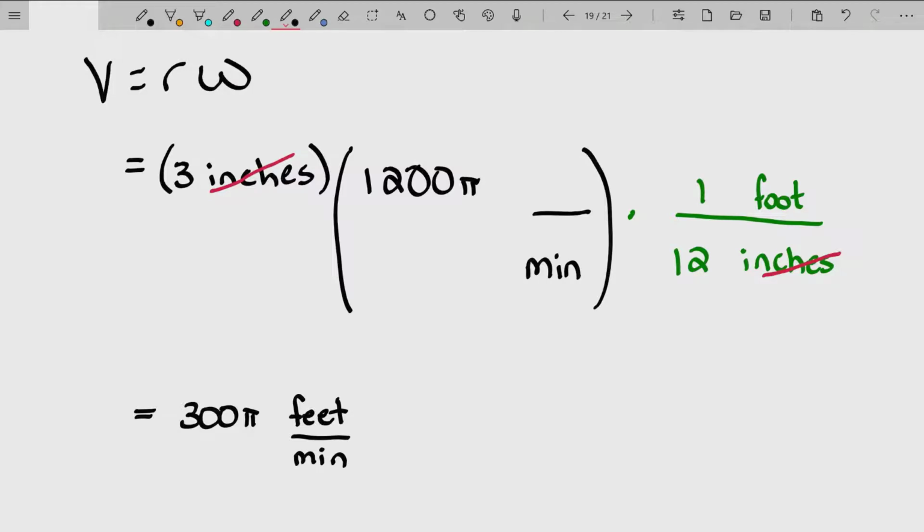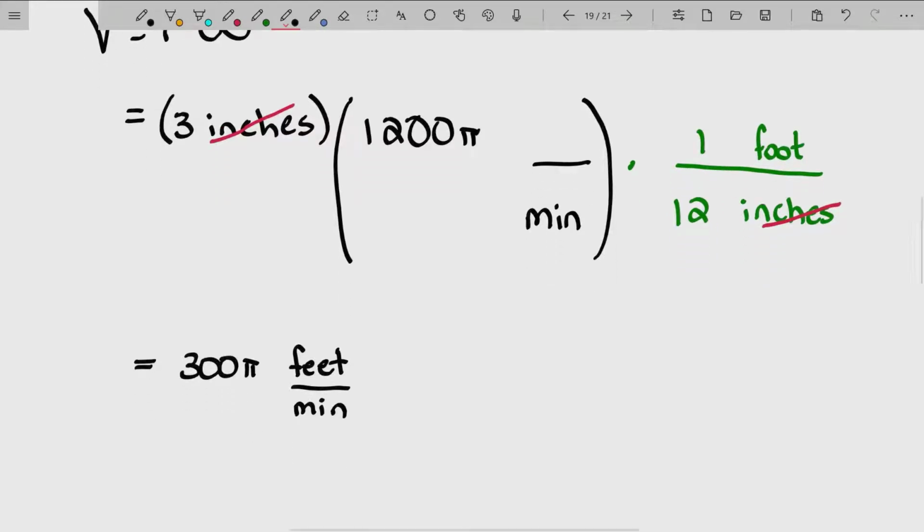And then you can totally grab a calculator if you want to and type in 300 pi just to get a really good estimate of this. So the speed of the tip of that food processor is 942.5, we'll round to the nearest decimal place, feet per minute. That's an approximation, but that's okay. So very fast, 942 feet per minute.